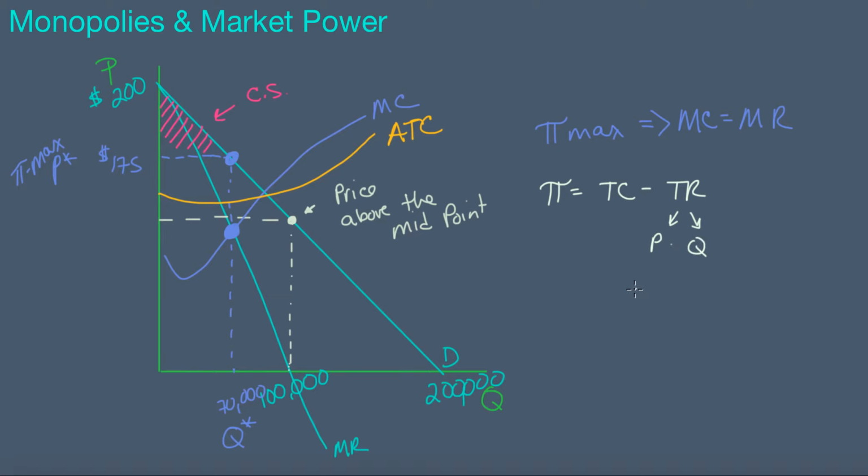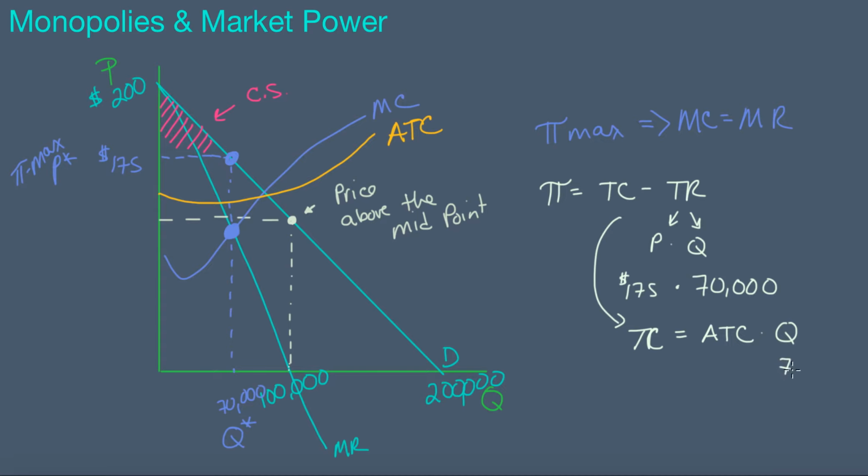So total revenue, the price would be $175 per unit times the amount that they're going to be selling, which would be 70,000. So now we need to figure out total cost. We can figure out total cost a couple different ways, but since we have average total cost, we could say that total cost is equal to average total cost times quantity.